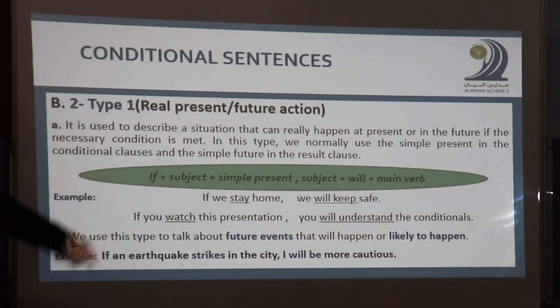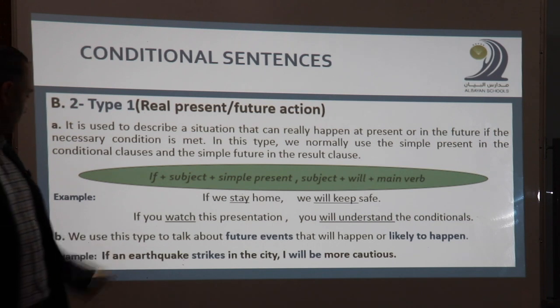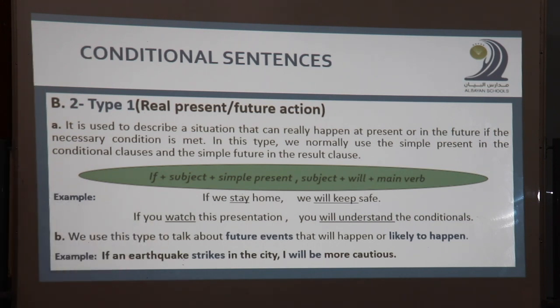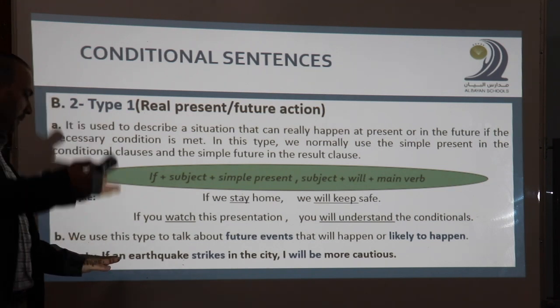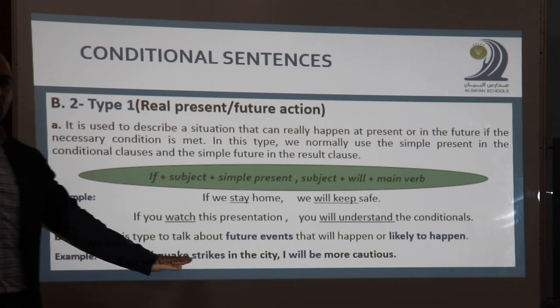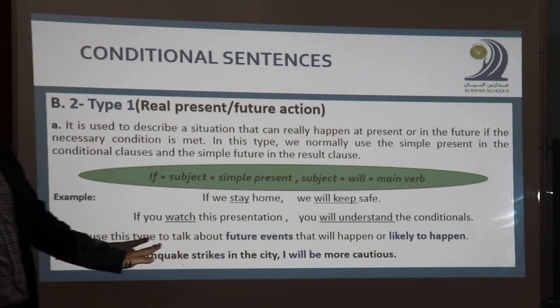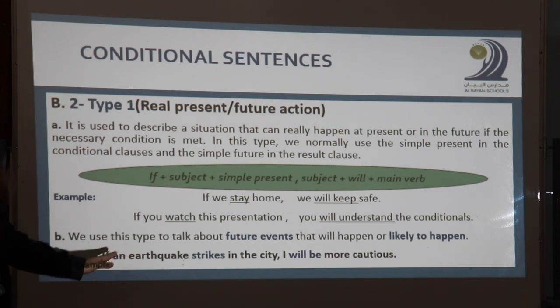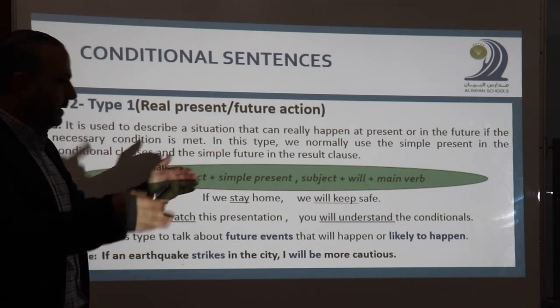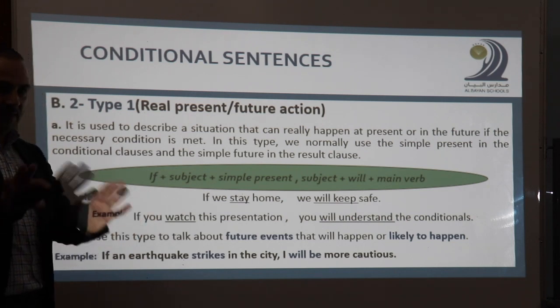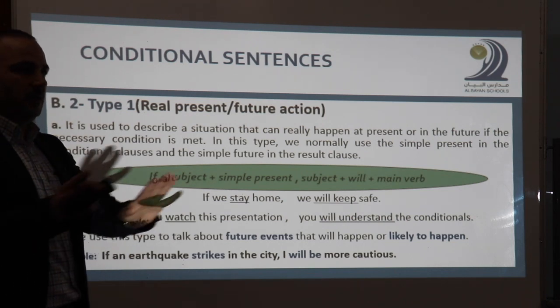So, if we use this type, okay? We use this type to talk about future events that will happen or are likely to happen. Yes, something that may happen. If an earthquake strikes the city, I will be more cautious. Yes, about a future event. Here now, I'm talking, if you stay home, I'm telling you right now, if you stay home, you'll keep safe.